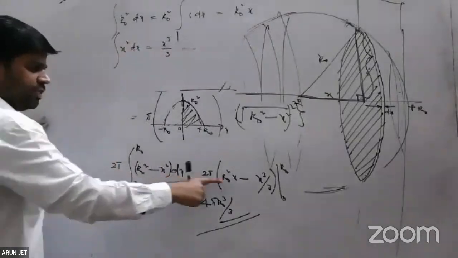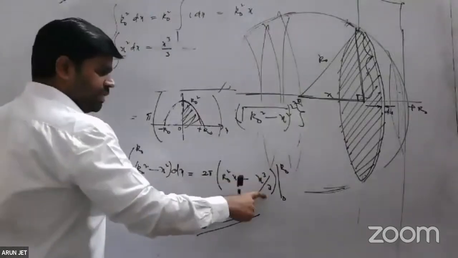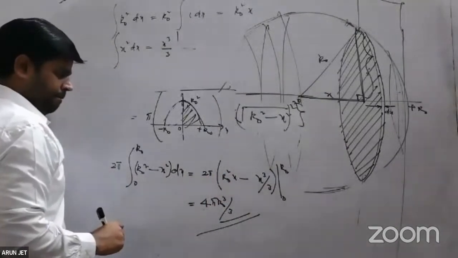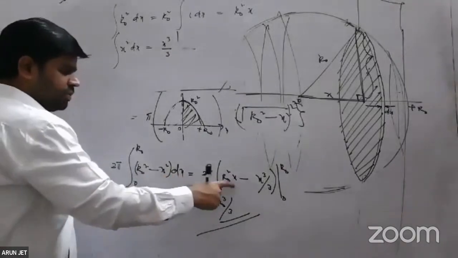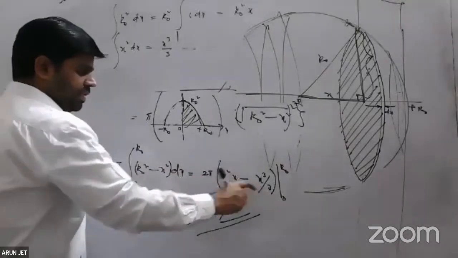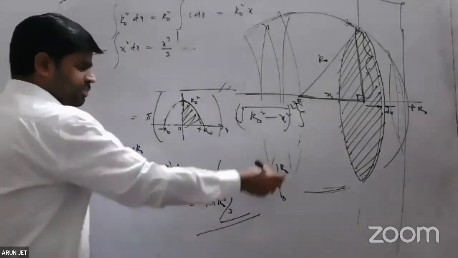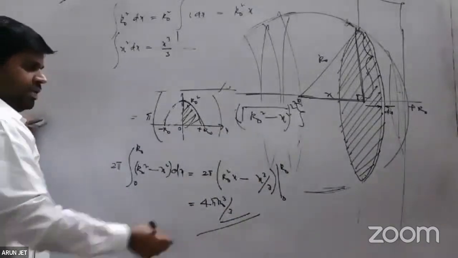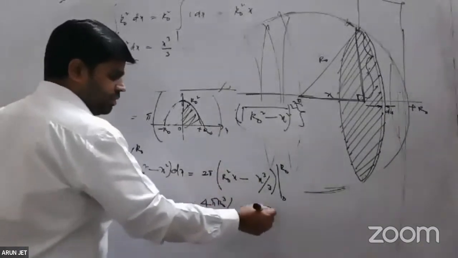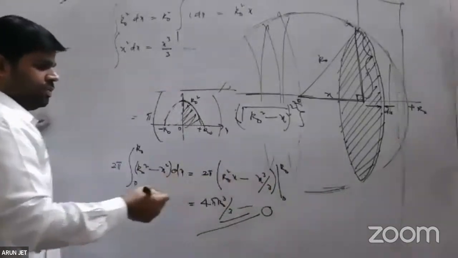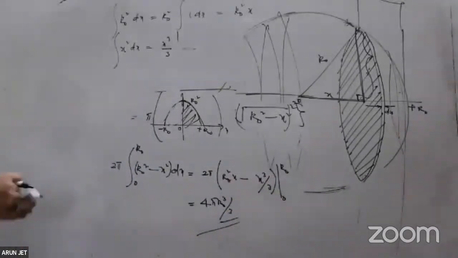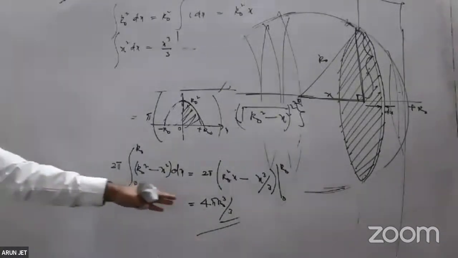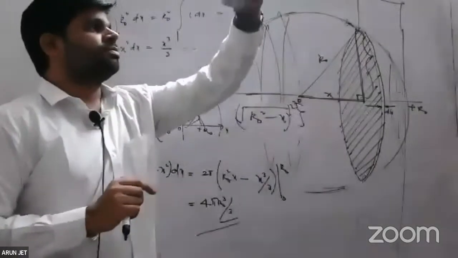That is why for r square dx I got r naught square x, and for x square I got x cube by 3. These two functions. And I substitute the limit 0 to r. When I substitute r, I get this one minus 0, because when I substitute 0, it is 0 into 0, 0 minus 0. So it doesn't matter. All right. So we get 4 by 3 pi r cube as the volume of the sphere.